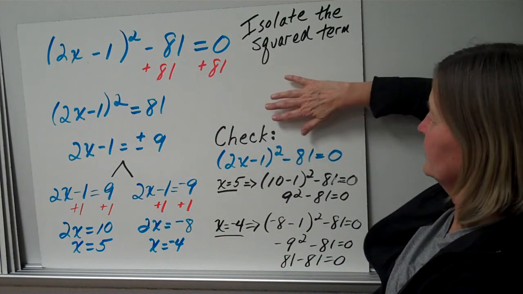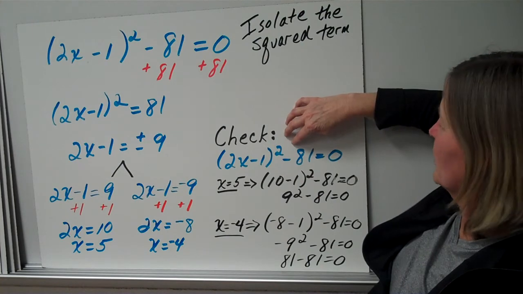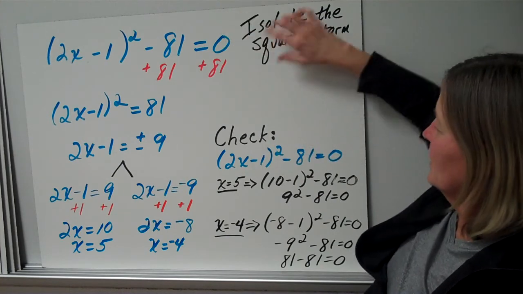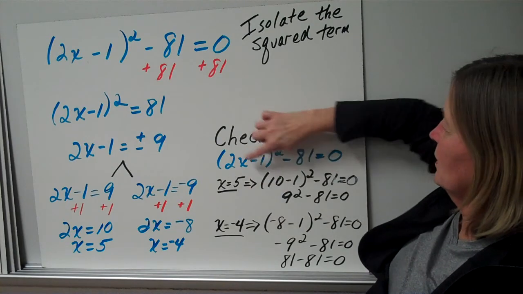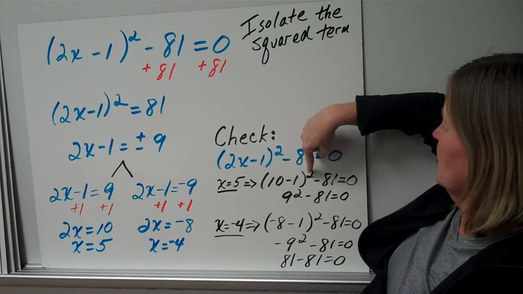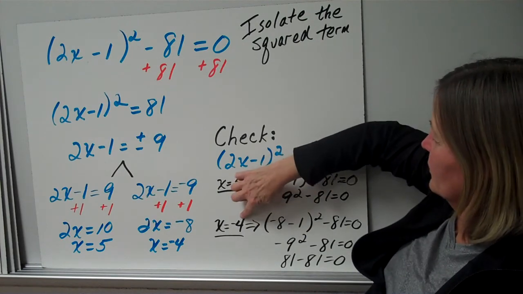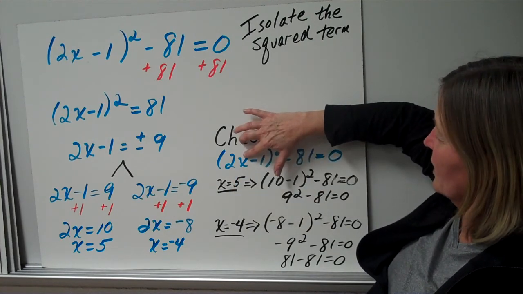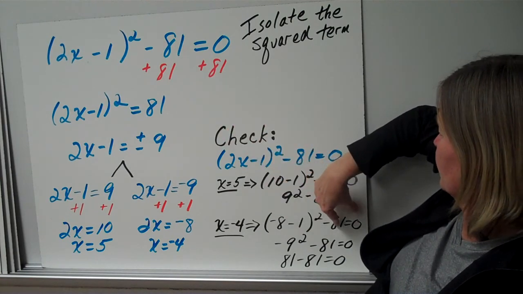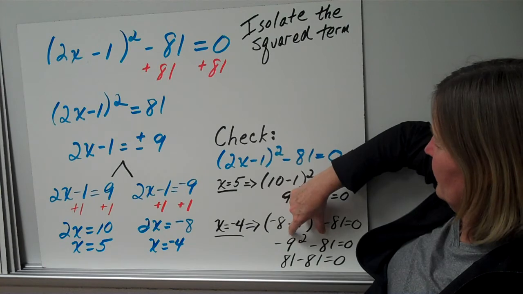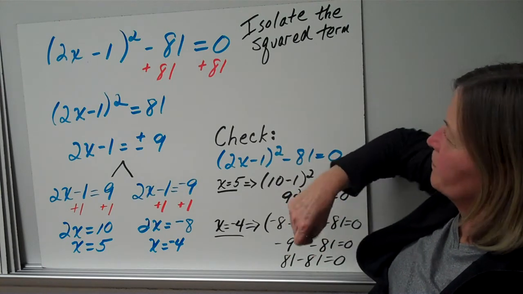Again, always a great idea to check. What you're going to do here is take your original problem, start right from the beginning, and take your two solutions. The x equals 5 value: 2 times 5 is 10, subtract 1, and then square it. And also take the negative 4 and put it in for the x. 2 times negative 4 is negative 8, minus 1 is negative 9, squared minus 81. And again, negative 9 squared, remember, is a positive 81, minus 81 equals 0.